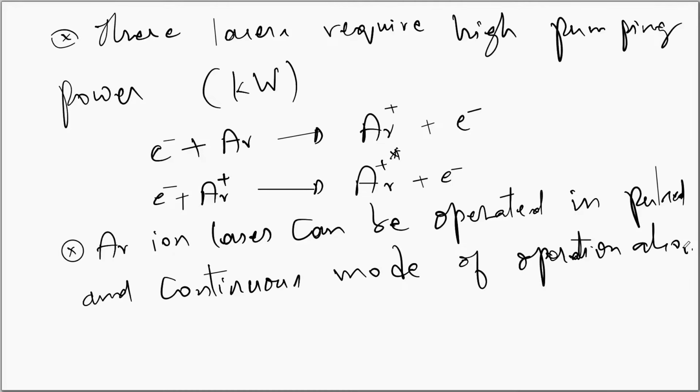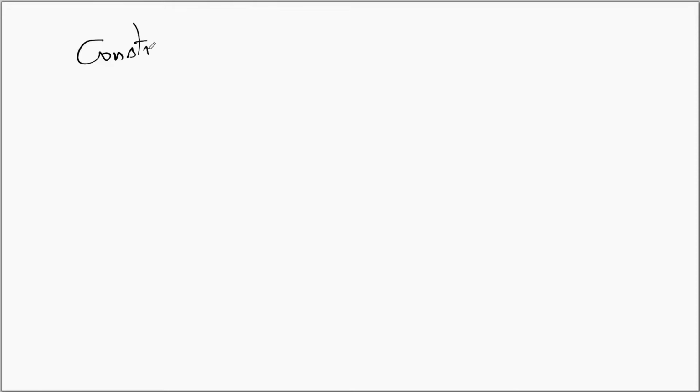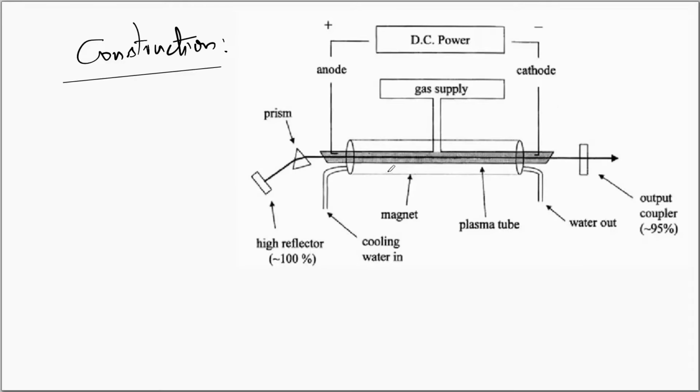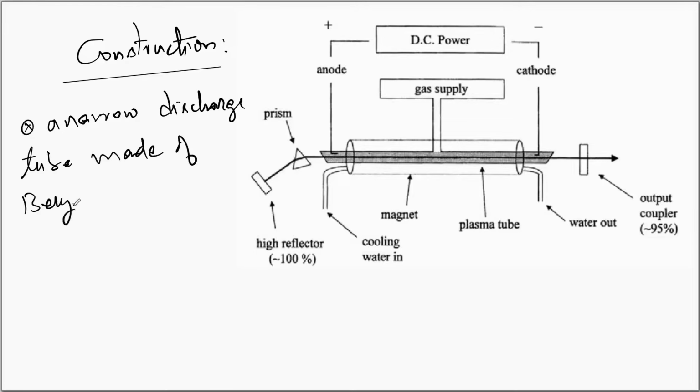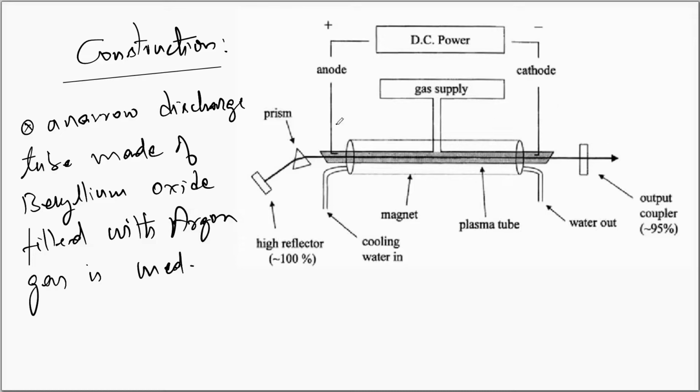Now we shall look at the construction of the argon ion laser. The argon ion laser consists of a very narrow discharge tube. The discharge tube is generally made of beryllium oxide. A narrow discharge tube made of beryllium oxide filled with argon gas is used. So we have the anode and we have the cathode. They are connected to the DC power, and we have the gas supply.